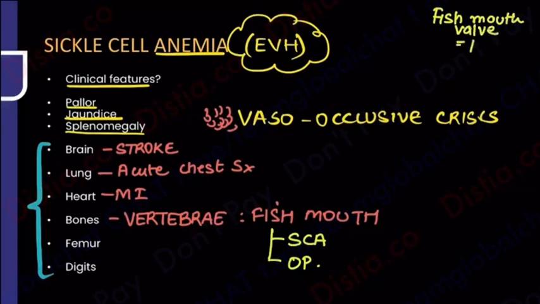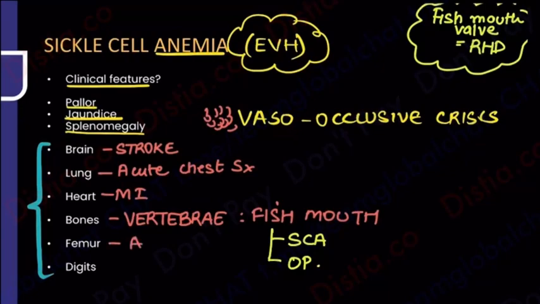You will see fish mouth valve in chronic rheumatic heart disease. Over there I had asked you, where do you see fish mouth vertebra? That is where I've come to today. Fish mouth vertebrae is seen in sickle cell anemia and osteoporosis. Okay, now let's talk about other bones.